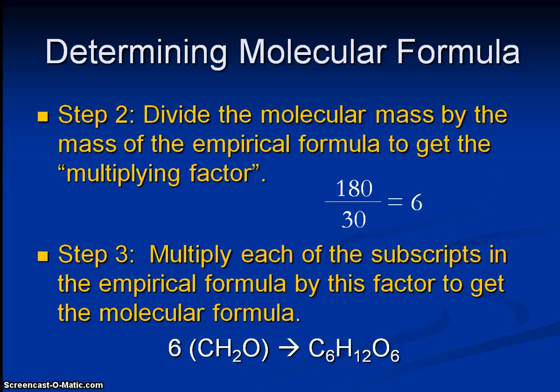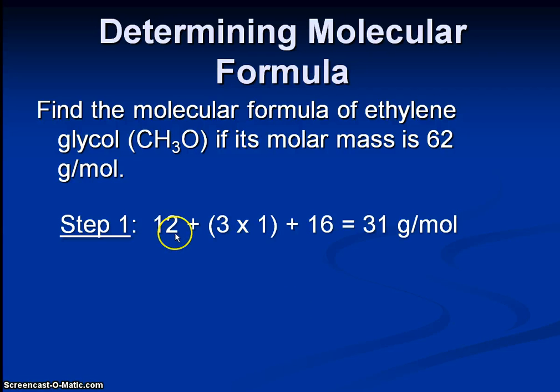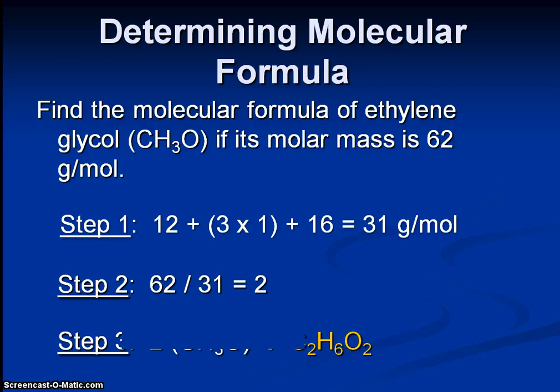So again, to do that, all you have to do is take the mass of the simplest, divide it into the real mass, and you'll get a number, and that's the number you multiply all your subscripts by. Here's another example. I want you to pause the video and try it yourself and then check your answers. Step 1 is adding up the mass of the simplest compound. So 1 carbon, 3 hydrogens, and 1 oxygen should give you 31. 31 goes into 62 exactly twice, which means the real compound is twice what the simplest one is. So you're going to multiply all of your subscripts by 2 and you end up with C2H6O2.